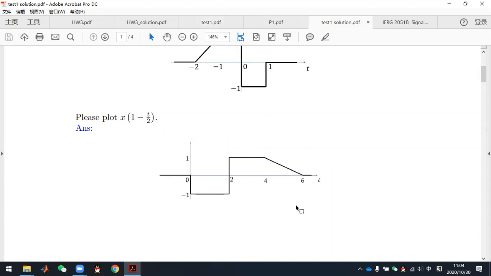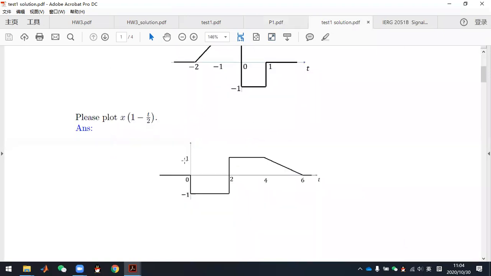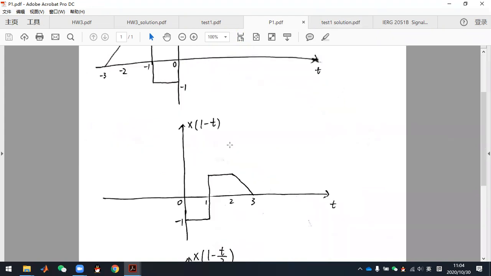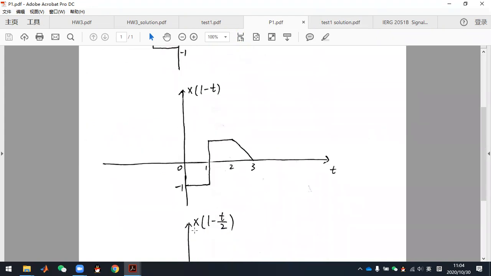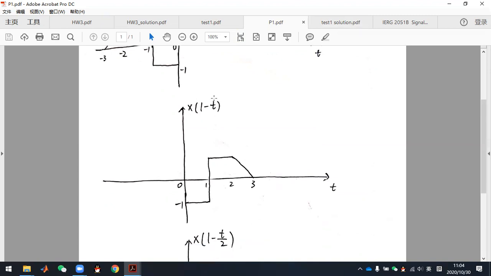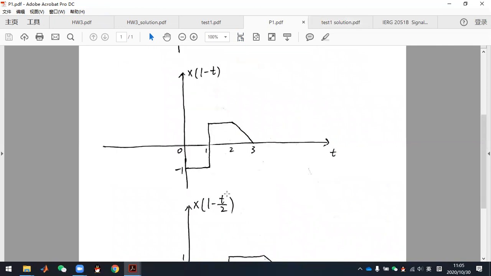But there is no intermediate step, so I just give some steps here. To plot the final result, we first need to do the time shift. First, we shift x of t to the left by one unit. We have this result, and then we can do either the time reflection or the time scaling. Either of them can come first. Here I first reflect the signal from the right of the vertical axis to the left of the vertical axis, and then I do the time scaling.